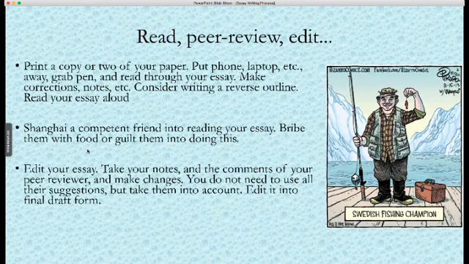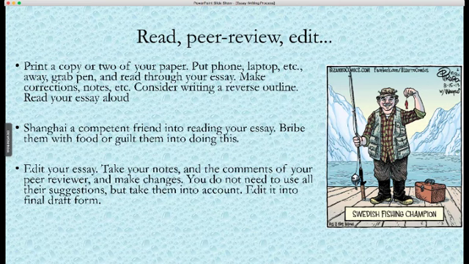The next major step in the writing process is to reread it, peer review it, and edit. I'd again recommend taking a little break, do something else, take your time on this, and then print out a copy or two of your paper. Put all the distracting stuff of the 21st century, your phone, your laptop, etc. Put it away, put it out of reach. Grab a pen and your paper and read through your essay. Make corrections, notes, and outlines.